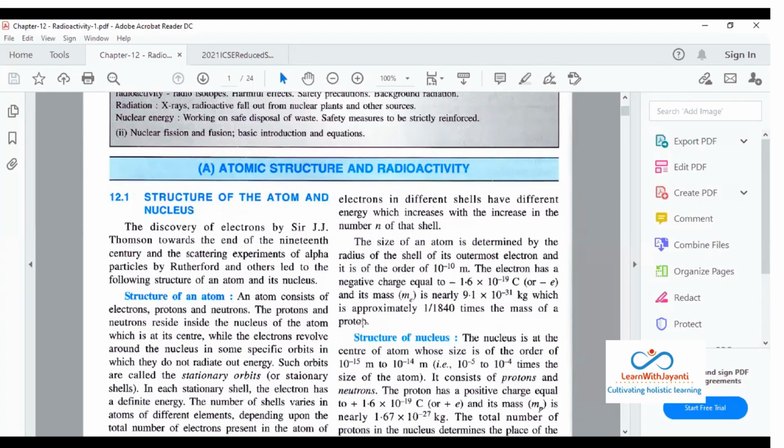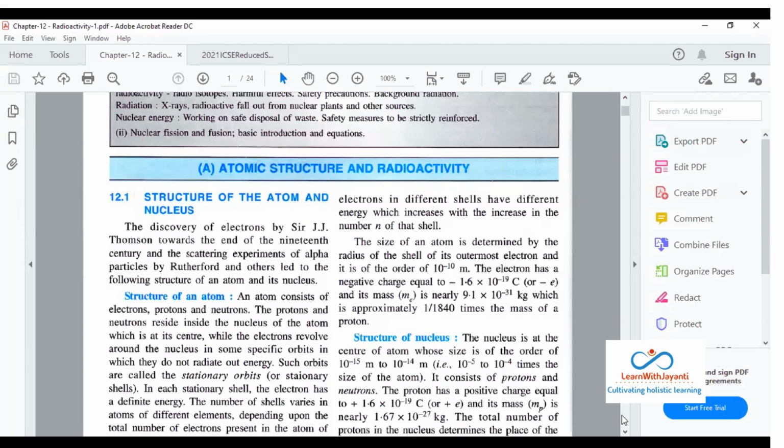Okay. Now, I'll tell you one thing. From this chapter, mostly the questions were coming from nuclear fission and fusion. But now only A part is there. So I think you need to remember all these things. There may be questions from structure of atom, structure of nucleus. I'm not sure. Things can change this time because you have a reduced syllabus. So I'll just recommend that you should study all these numbers also.